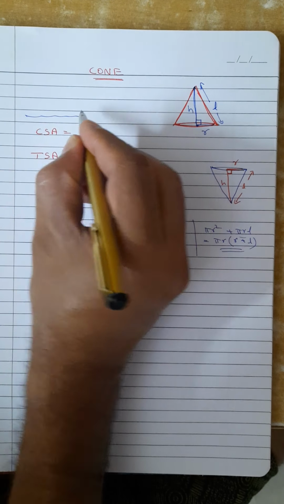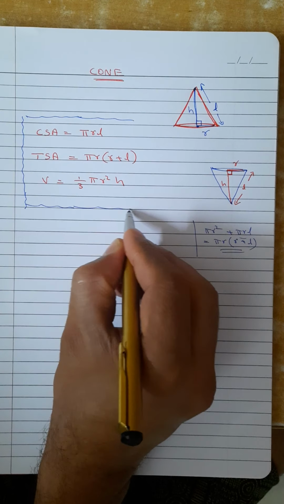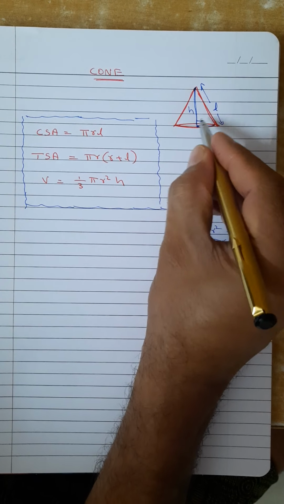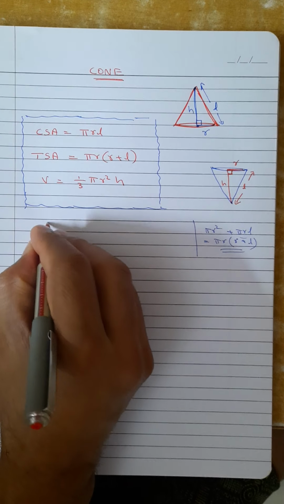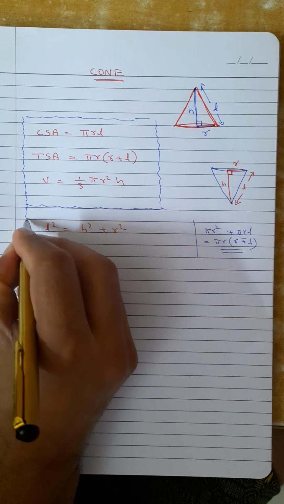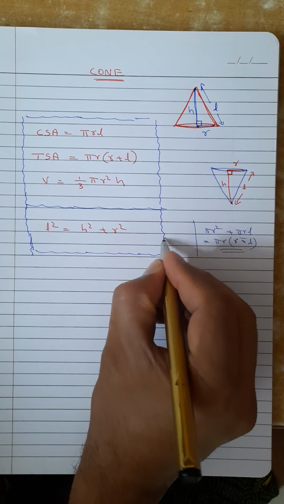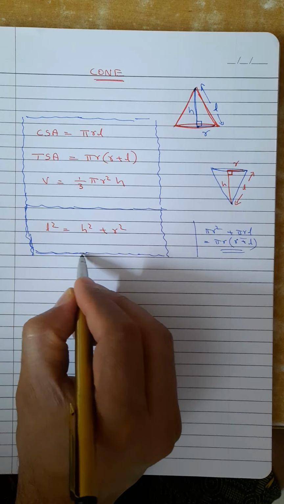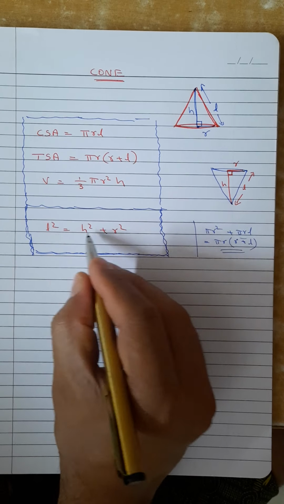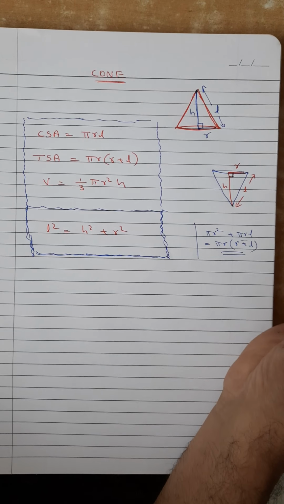CSA is pi RL, TSA is pi R into R plus L, volume is 1 by 3 pi R square H. One more is there to learn by heart. The connection between all these three: we can apply the Pythagoras theorem, that is L square equals H square plus R square. L, the slant height, and H and R are connected this way. If H square is needed, H square is L square minus R square. If R square is needed, then R square equals L square minus H square. That is the ordinary Pythagoras theorem. 90 degrees is there, so apply the Pythagoras theorem.